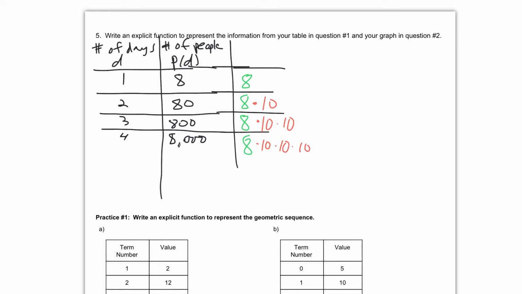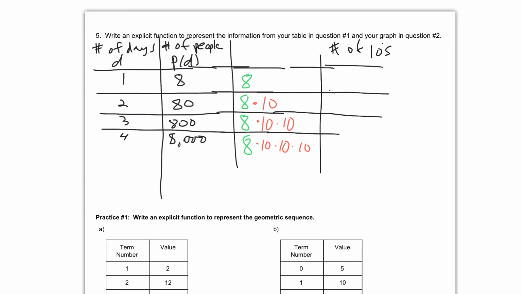And then what I want to show you again is let's compare the number of times we're multiplying by 10 to the actual number of days. So let's look at the number of tens that we have going on. In our first day, we have 0 tens. Our second day, we have 1 ten. Our third day, we have 2 tens. And our fourth day, we have 3 tens. And so we're going to compare that with the number of days.